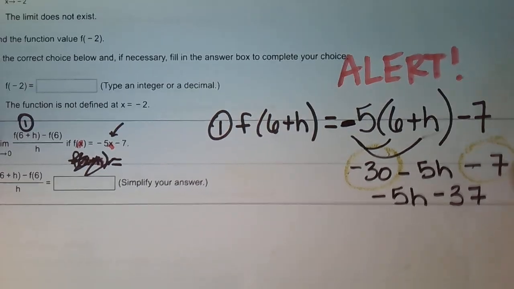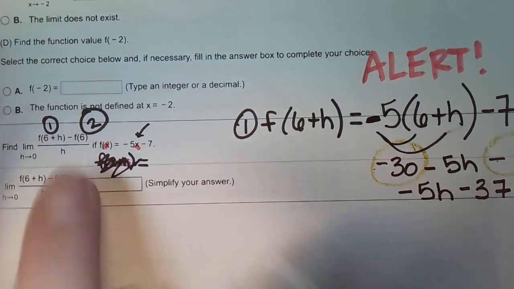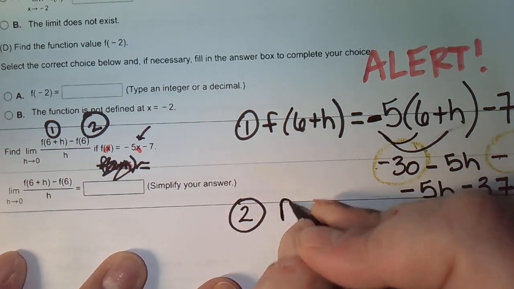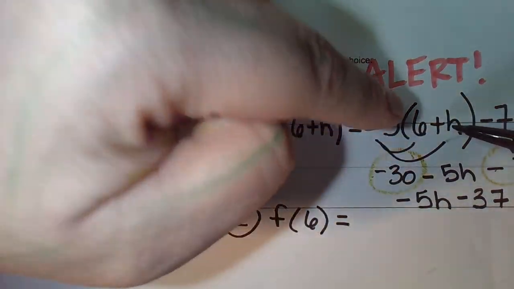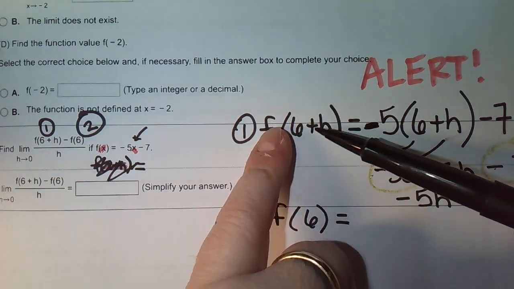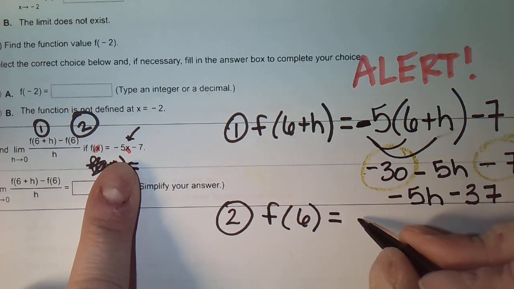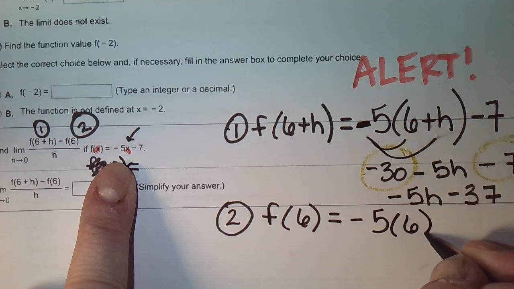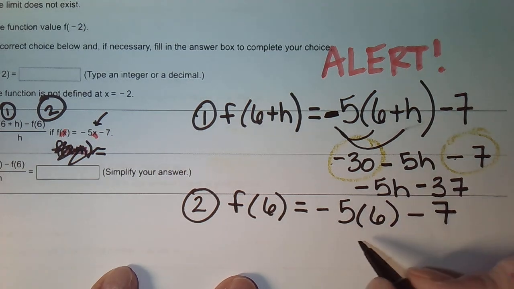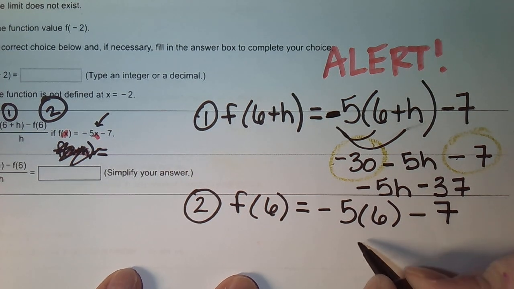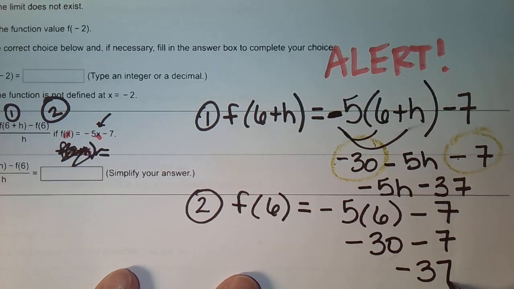The second thing we need to do is find f(6). So my second step is to find f(6). And we're going to do the same process. Just like on the first step, I replaced the x with 6 plus h, now I'm going to replace this x with 6. So negative 5 times (6) minus 7. And then let's do our math. PEMDAS says P, E, M. So multiply. You get negative 30 and then minus 7. And all together is negative 37.